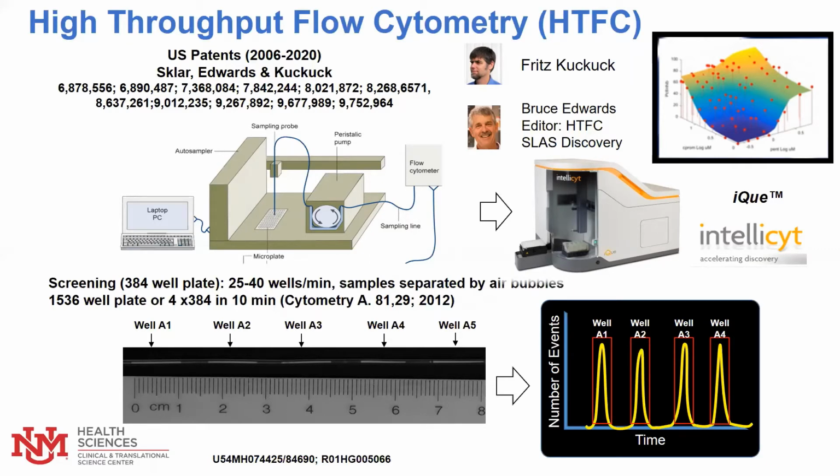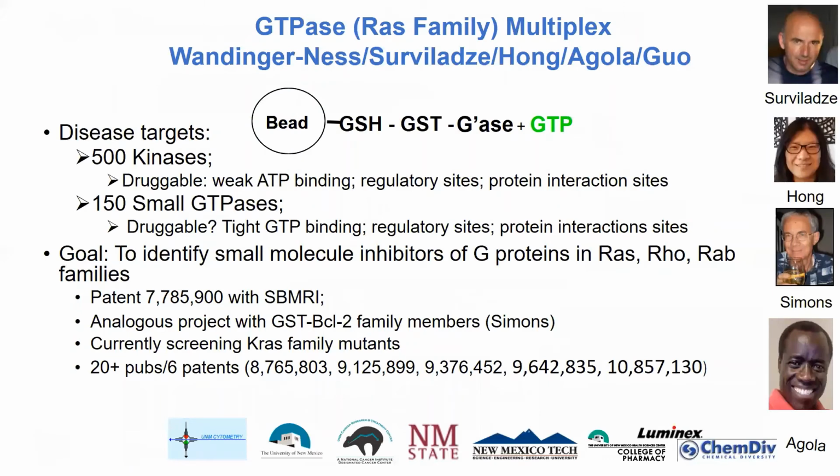Bruce Edwards has also developed software for synergy analysis of drug combinations by flow cytometry, which was featured in a special edition of SLAS Discovery for high-throughput flow cytometry that he edited. A signature project at UNM involves multiplex analysis of glutathione transferase or GST-tagged GTPases bound to glutathione microspheres. The project has led to several dozen publications and patents, as well as clinical trials.